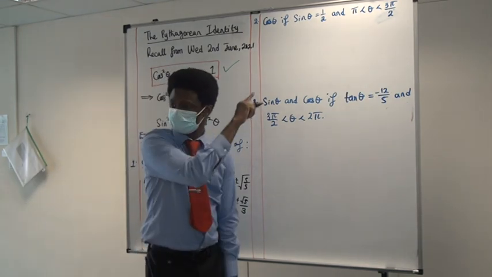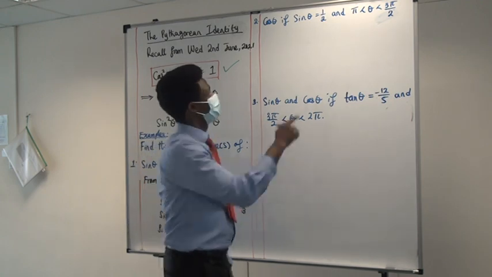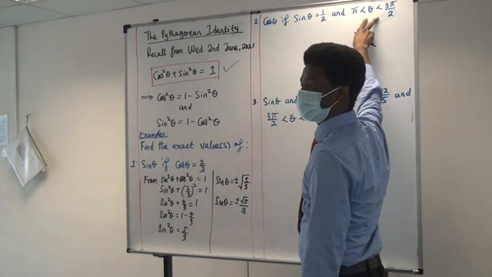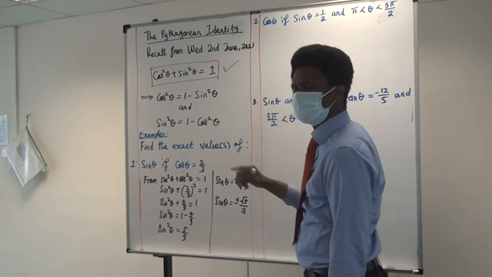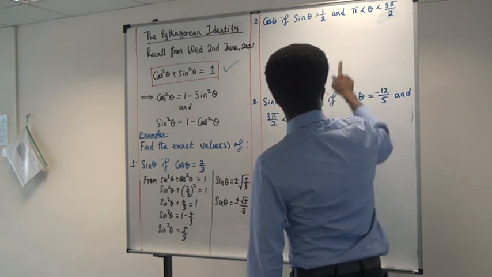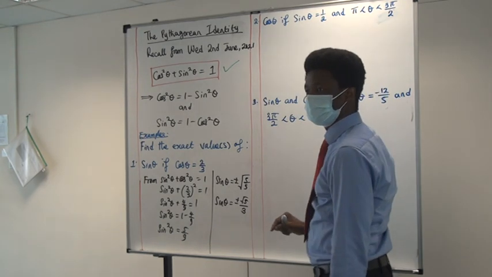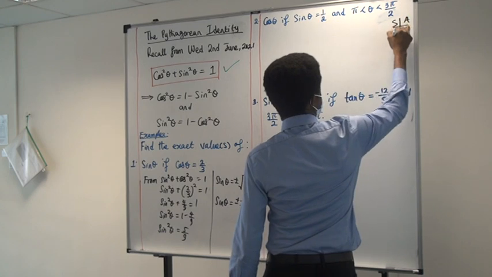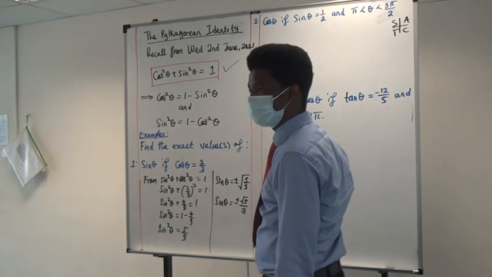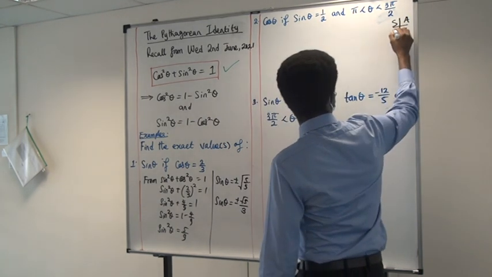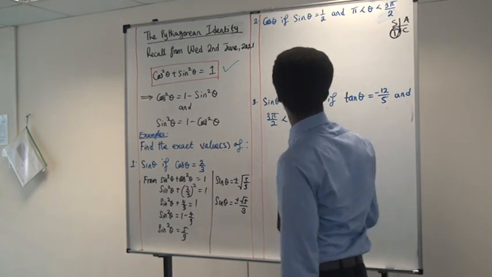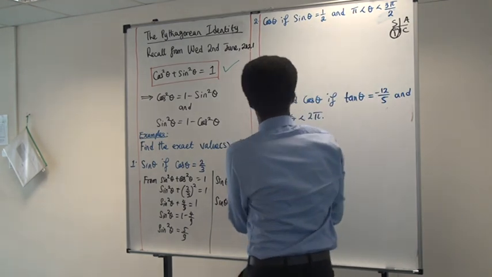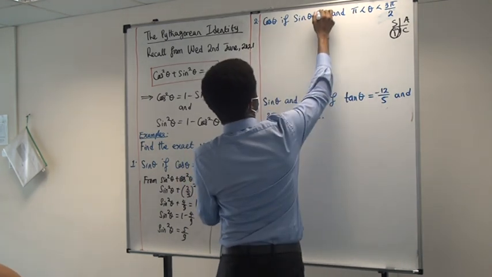Similarly, but this has an extra condition. The extra condition is telling you where theta is, which quadrant. Which quadrant is this? Q1, 2, 3, or 4? 3, between 180 and 270. So you have at the back of your mind, All Students Take Coffee or Chocolate. So your angle is here, where sine and cos are both negative. So I should change this to minus 1 over 2.